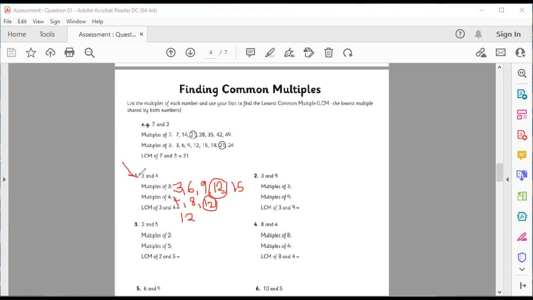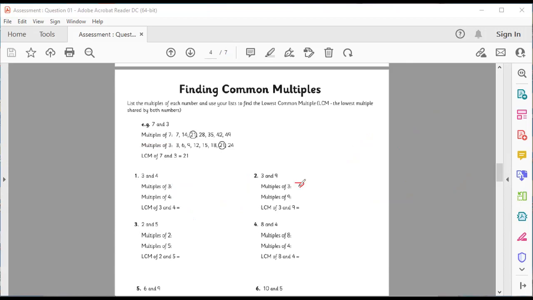To find this, we use a method called the listing method. Earlier, remember this one? What do you call this? You have this Venn diagram. This is the Venn diagram, and this is listing. There are so many ways. That's what maths teaches you, right? Many strategies to find a common answer. I believe you can do this now.